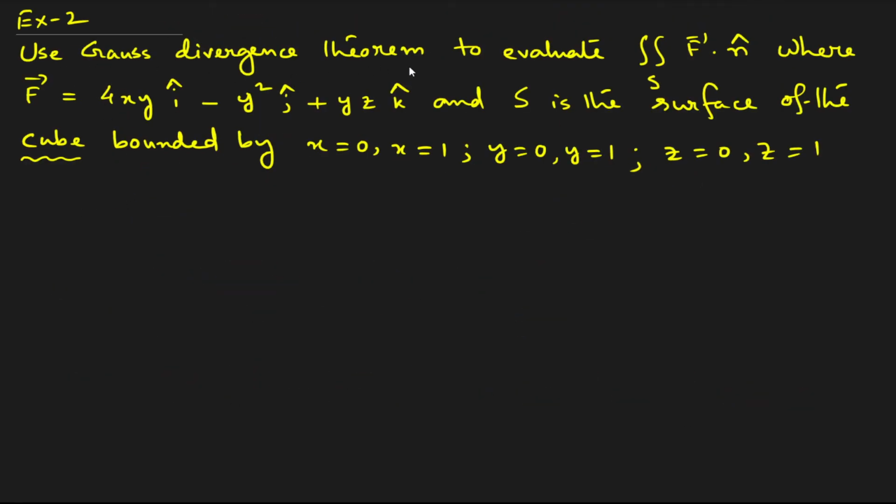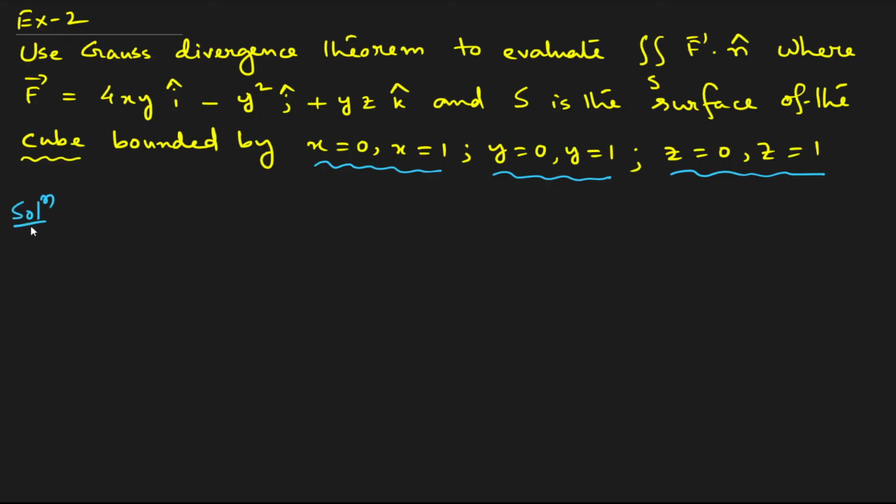Use Gauss Divergence Theorem to evaluate the double integration over S of F bar dot n cap, where capital F bar is given as 4xy i cap minus y square j cap plus yz k cap, and S is the surface of the cube bounded by... Now this problem is very easy. You see, the limit of x is directly given, 0 to 1, y is also 0 to 1, z is also 0 to 1. So no need to think about the limit.